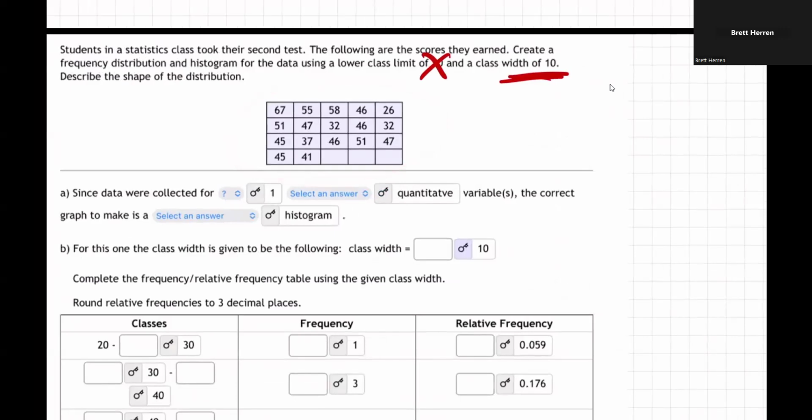These don't look so good. Maybe this is just like a quiz or something. 67, 55, 58, 46, 26, etc.